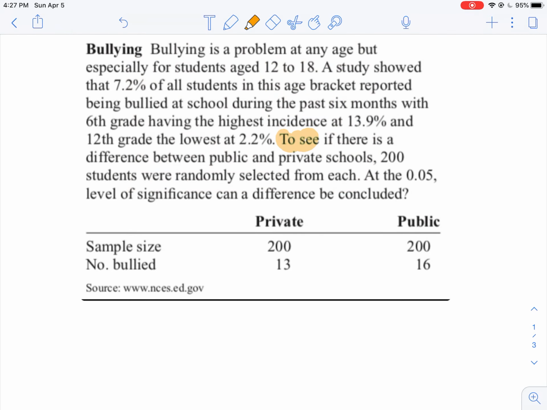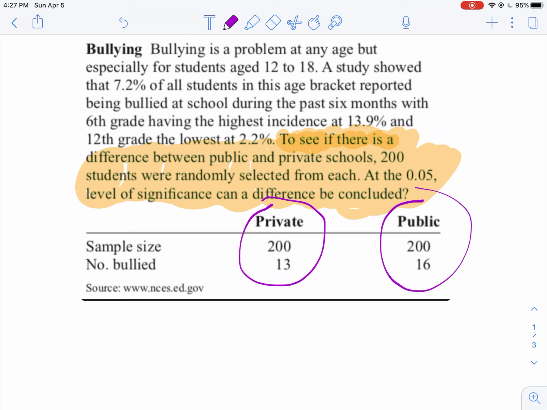We're concerned with seeing if there is a difference between public and private schools. We're only concerned here with the fact that students were randomly selected from each, 200 as a matter of fact. And at 0.05 for our significance level, we want to see if a difference can be concluded. And then down here, they give us the results of two samples. So for a private school, they sampled 200 kids, and 13 out of 200 said they were bullied. In the public school, 16 out of 200 said they were bullied.